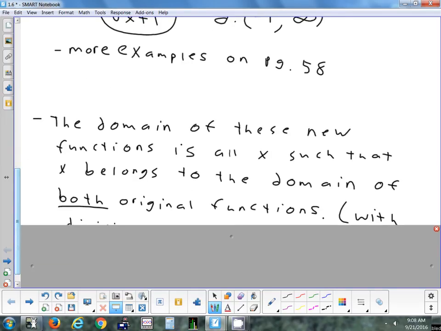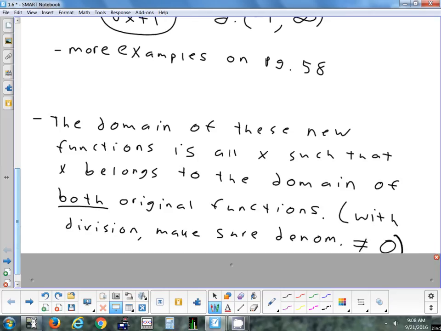So basically the idea of when you create a new function, the domain of the new function is all values such that x belongs to both of the original functions. And of course, with division, you also have to make sure you never divide by 0.